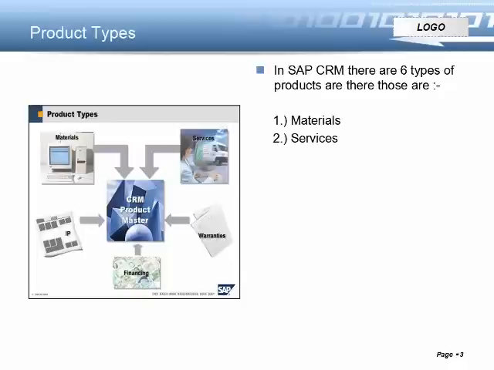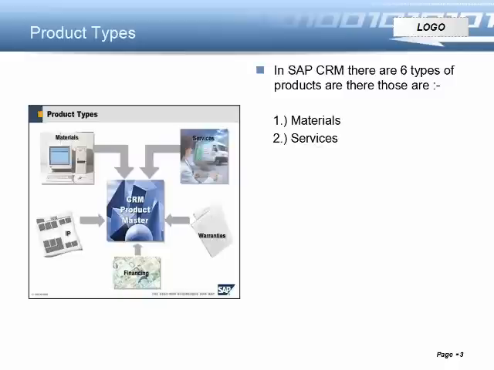Then another type is services. I have clearly shown you services like repair or maintenance in the previous picture also. Services are, for example, if you are delivering knowledge or transferring knowledge to someone, it is also a product type, service. So we have covered 2 types, materials and service. Okay, there are other types. What other different types are there?